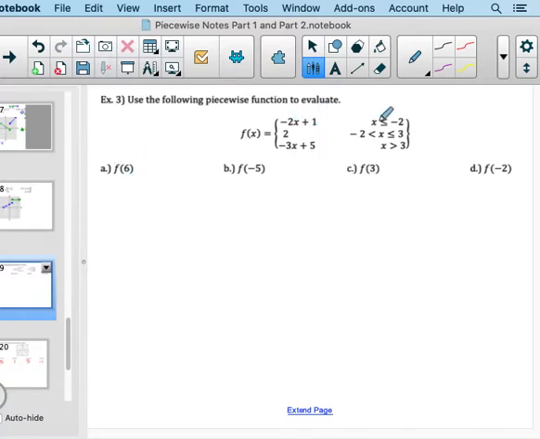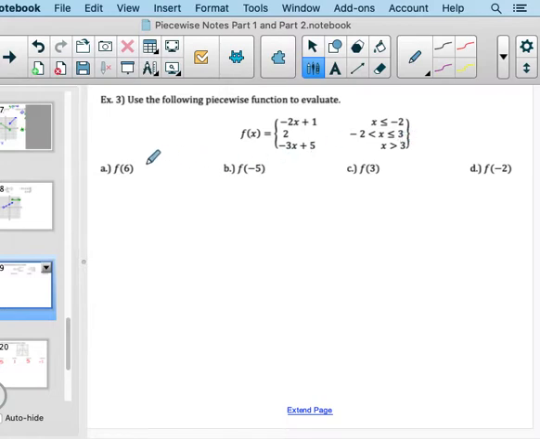Which domain does it fit in? Does it fit in the first one? Is 6 less than -2? Is 6 between -2 and 3? Is 6 bigger than 3? So that's how you know which equation to use.